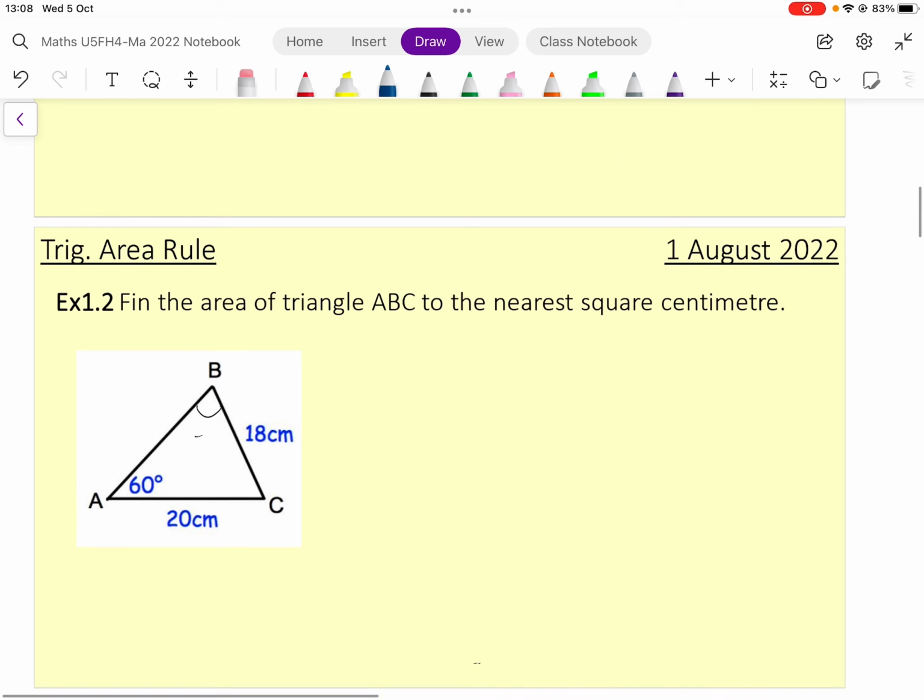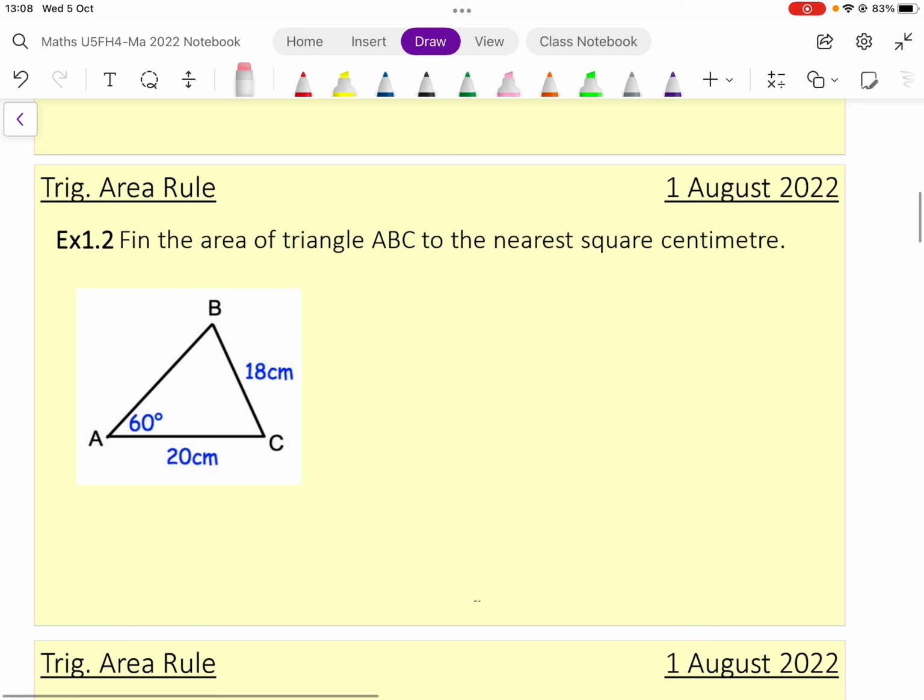This next question is a little harder because we are asked to find the area to the nearest square centimetre, and so immediately we should be thinking, can I do base times height divided by 2? Because that's the easiest thing to do, but we don't know the perpendicular height, so we can't do that. So we're now thinking to use our new formula, a half ab sine C. Now, I do know two of the side lengths, I know 18 and 20, but I need the angle in between those in order to use a half ab sine C.